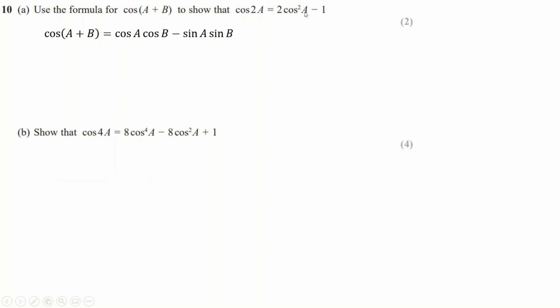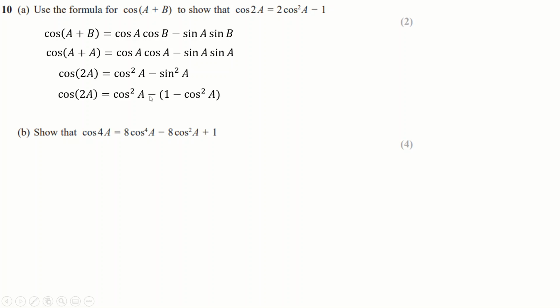So to find this, we can just set a equal to b, or b equal to a, and we get this. Of course, this is cos squared a, this is sine squared a, and this is 2a. And then, of course, sine squared a is 1 minus cos squared a. And then cos minus cos is 2 cos minus 1, and we get this here.